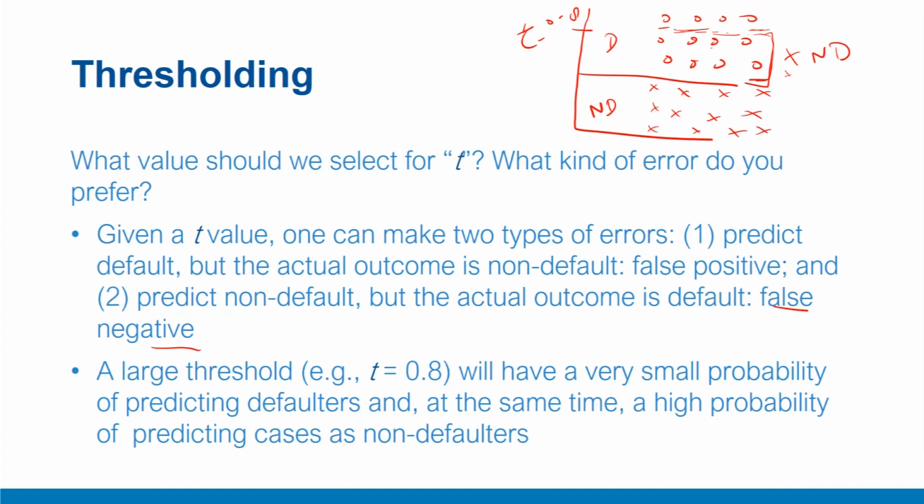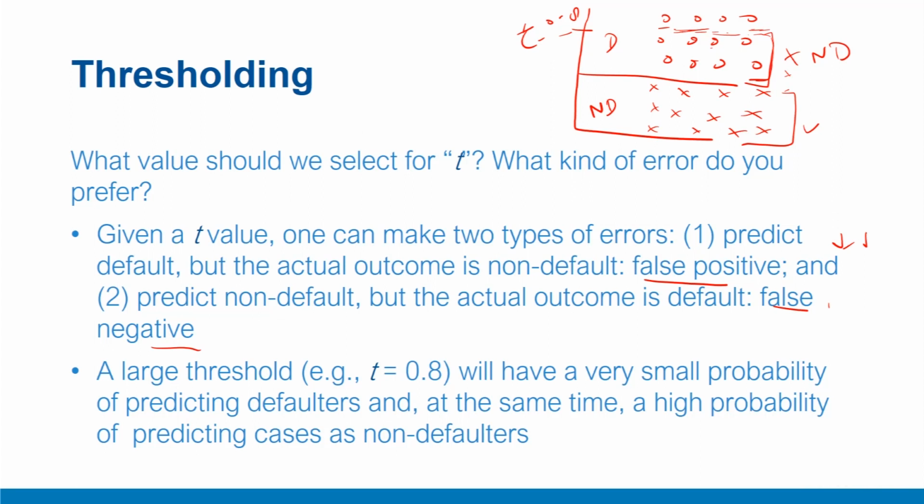However, the positive point about taking a high tau value is that most of the non-defaulters will be classified as non-defaulters only. That means your false positives will be very, very few. So your false positives are very few, but your false negatives are very high if you are taking a very high value of tau or thresholding.